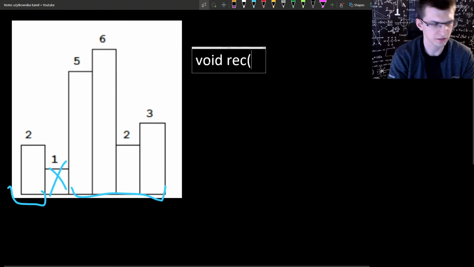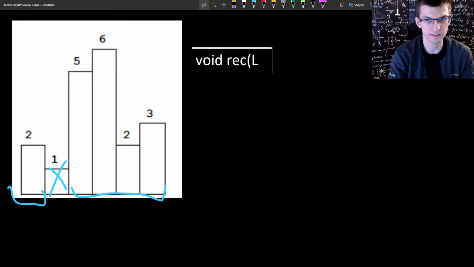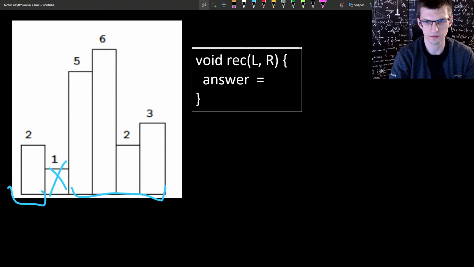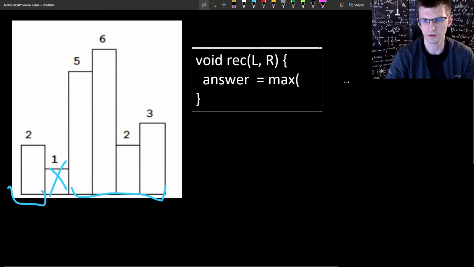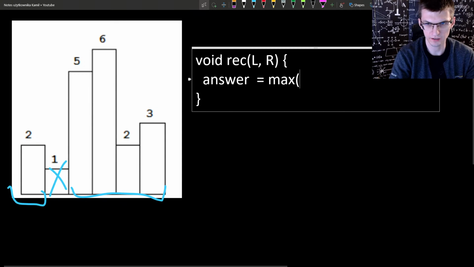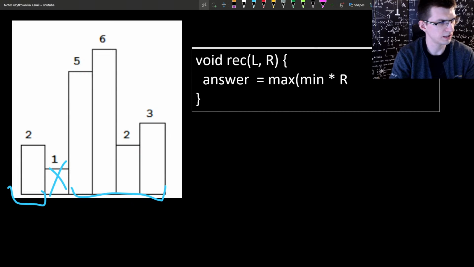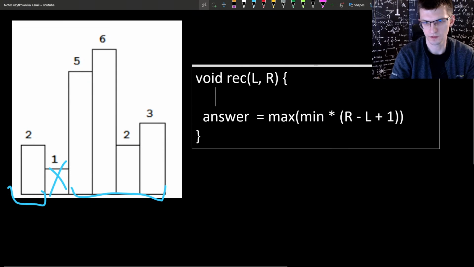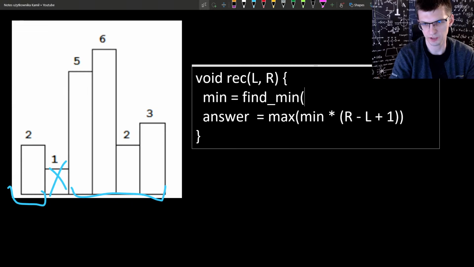A recursive function that gets interval from L to R. And what does it do? Well, it considers rectangle, so answer is maximized because we maximize the area with what? Minimum height times the length, R minus L plus 1. Min is find minimum from L to R.